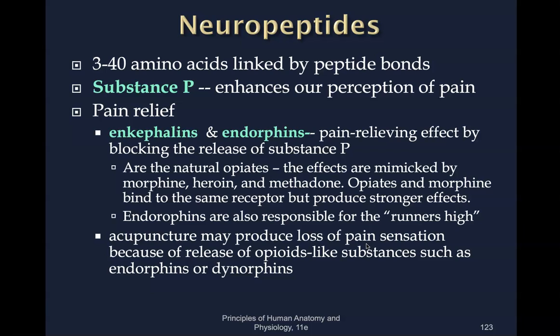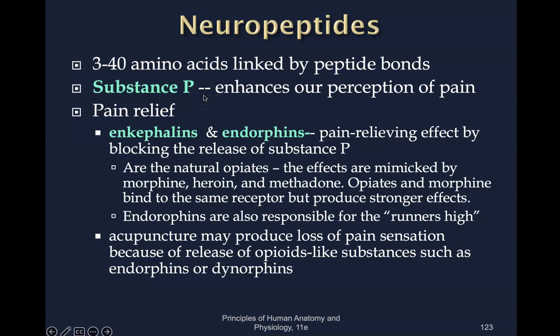And then neuropeptides. They're still neurotransmitters. Neuropeptides are just another category of neurotransmitters that consist of about 3 to 40 amino acids all linked together to make these peptides, hence the name neuropeptide. Some examples are like substance P. This one's easy to remember: substance P, think P for pain. That's a neurotransmitter that's going to enhance our perception of pain.